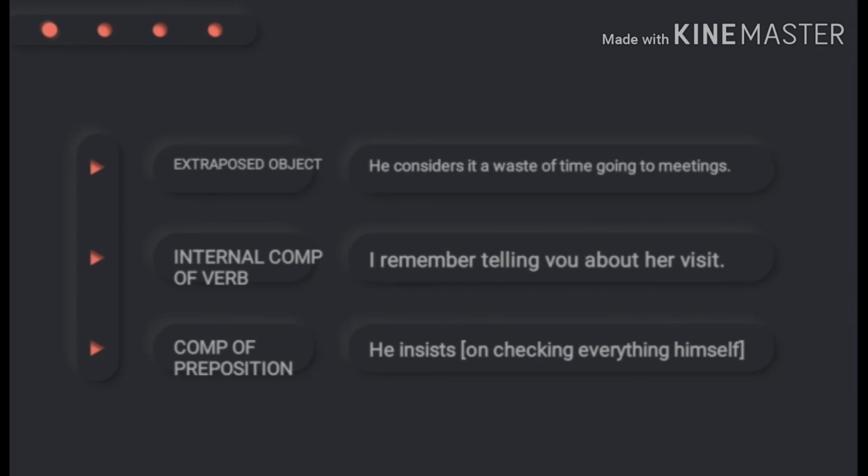So the next is complement of preposition. In this case, the gerund functions as a complement of a preposition. The gerund comes after the preposition in a sentence. For example, he insists on checking everything himself. A preposition usually doesn't take a to infinitive as complement, but usually takes a gerund complement.